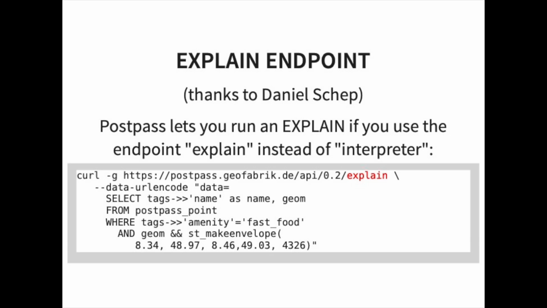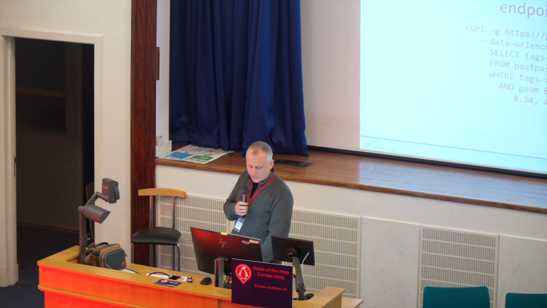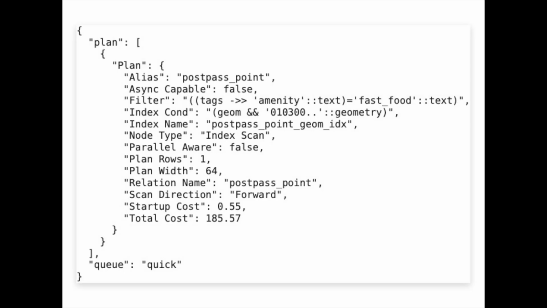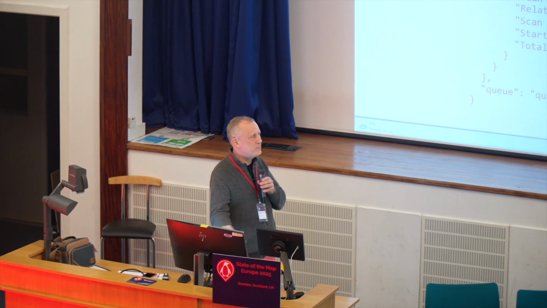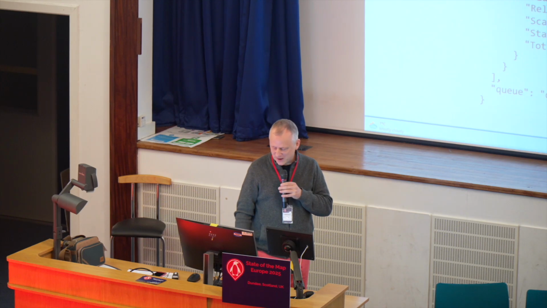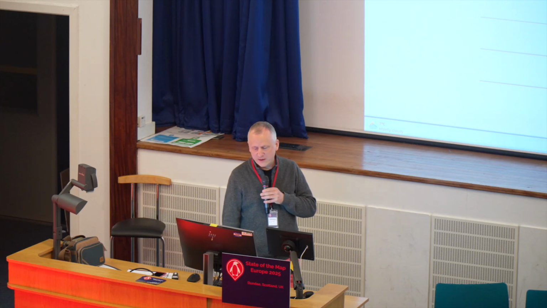It's just on the command line, but it allows you to send a query and basically ask Postgres, or ask Postpass, hey, how expensive is this query going to be if I run it? And you get a response that says, okay, this is going to be in the quick queue, and some details that Postgres gives you about how it thinks that the query should be executed. You can actually paste these things into a number of websites that explain the results to you and tell you what all this means.